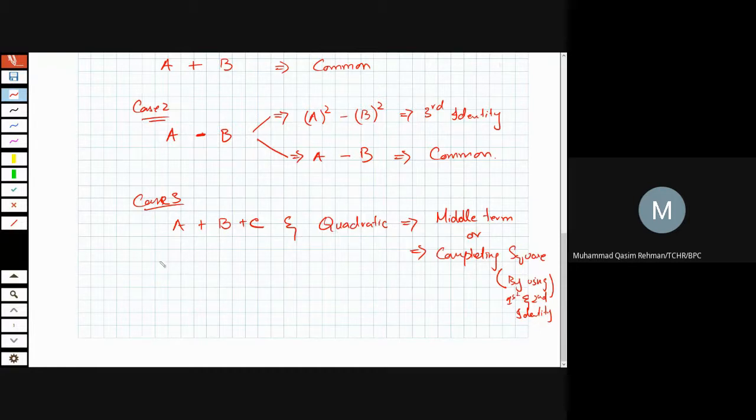Okay, now case 4, or actually let's just stick to case 3. What if the three terms are non-quadratic? Then you take common.